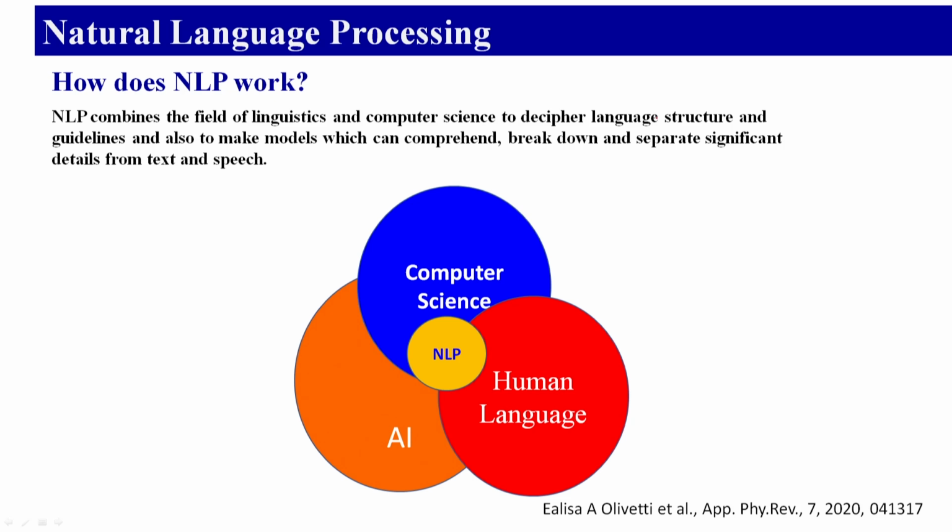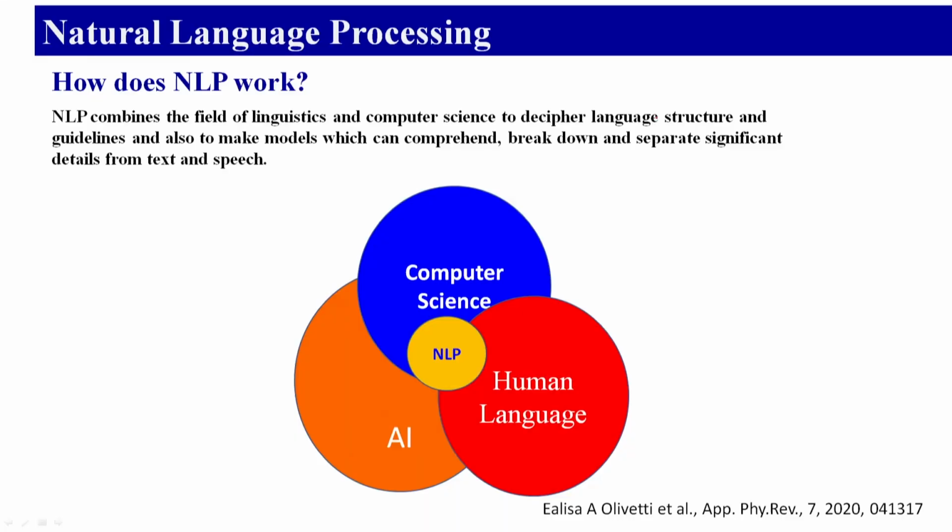Why is it required? Because it then allows computers to comprehend, break down, and separate significant details from text and speech. Remember, when you speak, we say many things, but the information may be very little, right? It is not like a classroom where a teacher is trying to give you as much information as possible. When you talk to each other, you say many things which are not useful and do not carry information. So, computers need to learn that. They need to filter out those things which are not information, collect the actual information and give it to you. That is how NLP works.